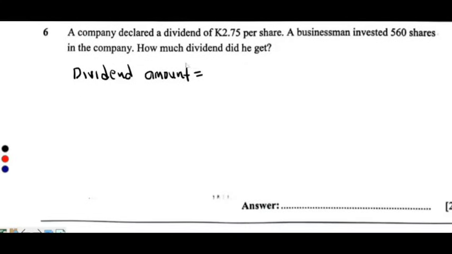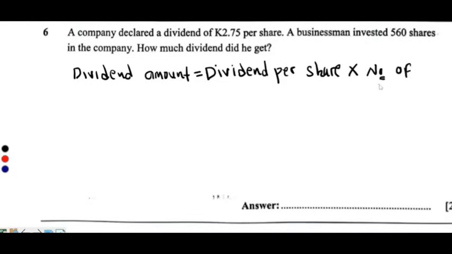So we say dividend amount is equal to the dividend per share times number of shares. So this is our formula. So from here, the dividend per share, in the question they have told us is 2 kwacha 75 ngwee. So you write 2 kwacha 75 ngwee times the number of shares that this person bought in the company, which was 560 shares. So we just need to multiply.